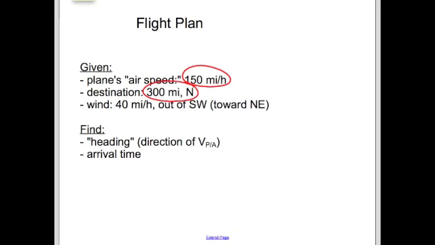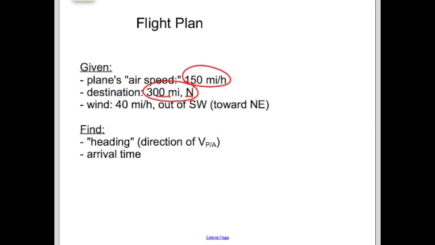It's always a good idea to know where you're going. So generally speaking, we will know our destination. We should know both how far away it is and in what direction it is. I have to be a little careful because those are two very different pieces of information.